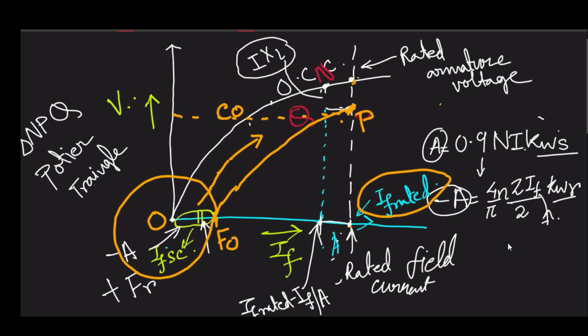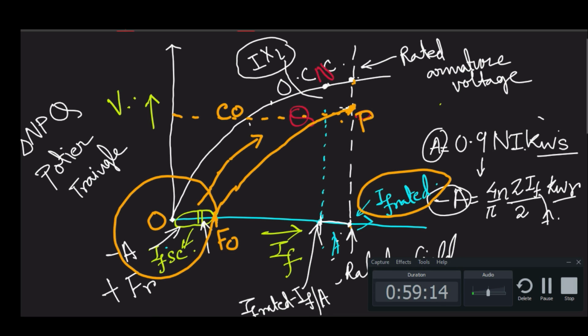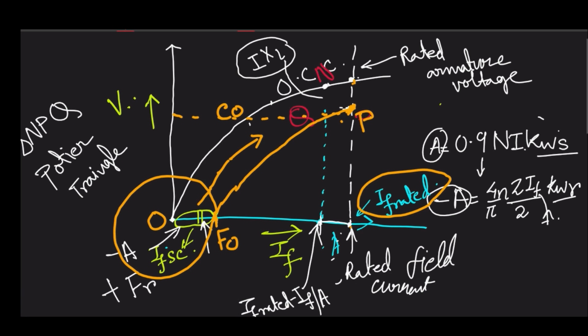So you started only with OF naught, and reach here at P. When your circle reaches here, the final position will be something like this point, let it be O dash, your circle will be here.